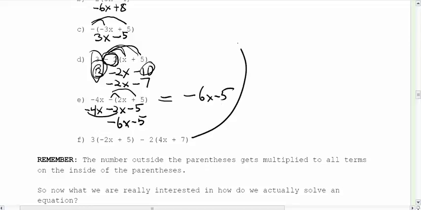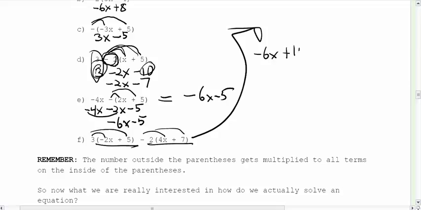Now I'm going to bring this one up here since I didn't make room for it. This one I have 2 sets of parentheses. Work with them separately. The first one I'm going to distribute the 3 across. For the second one I'm going to distribute the minus 2 across. 3 times minus 2x is a negative 6x. 3 times 5 is 15.